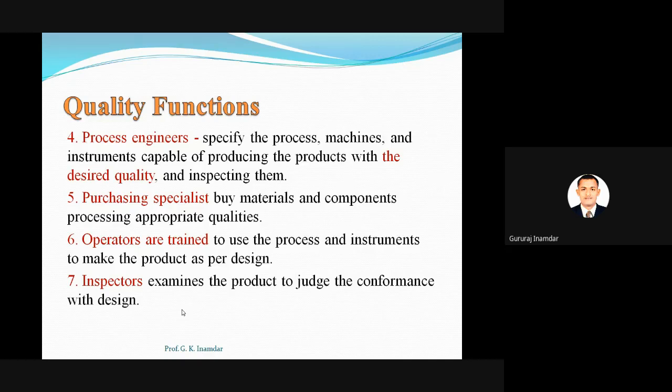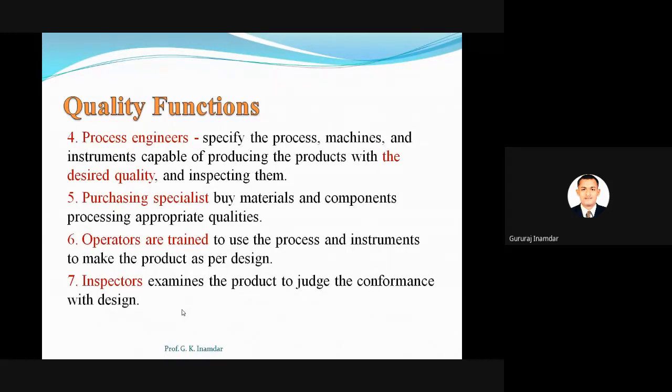The function of purchasing is material procurement with appropriate quality. Okay, so that purchase engineer will specify which material should be bought, whatever the raw material may be, different components that are prerequisite for the manufacturing process. Okay, so that purchase engineer will specify.